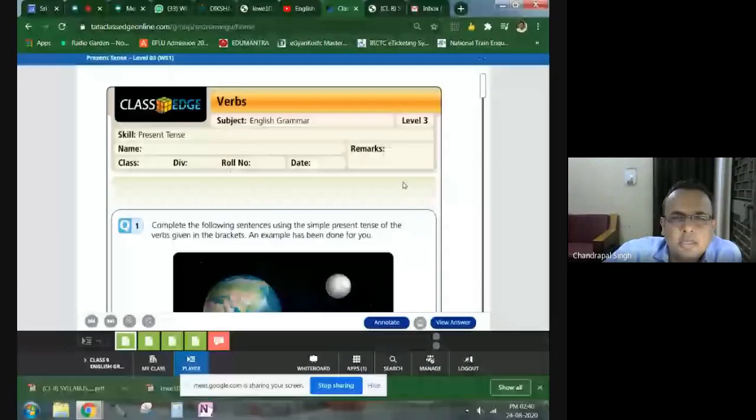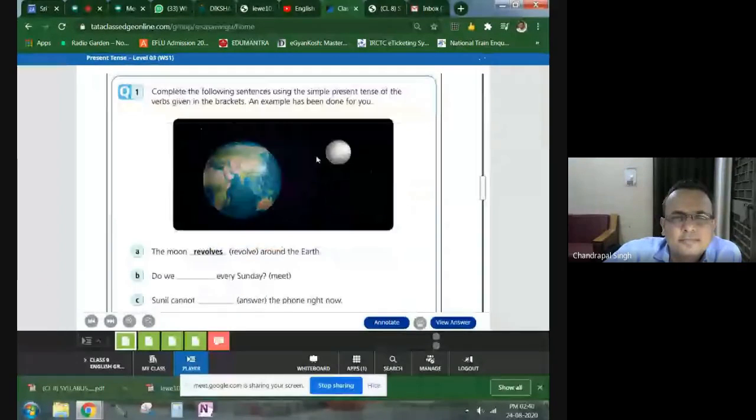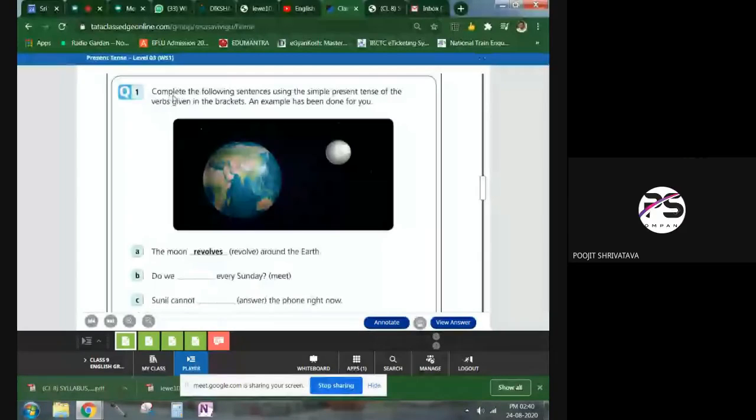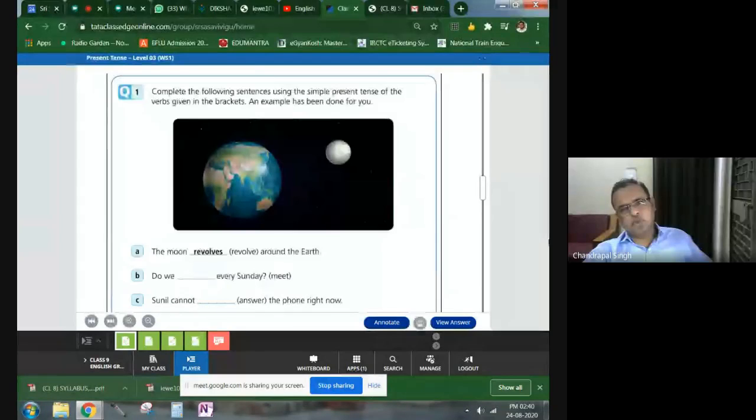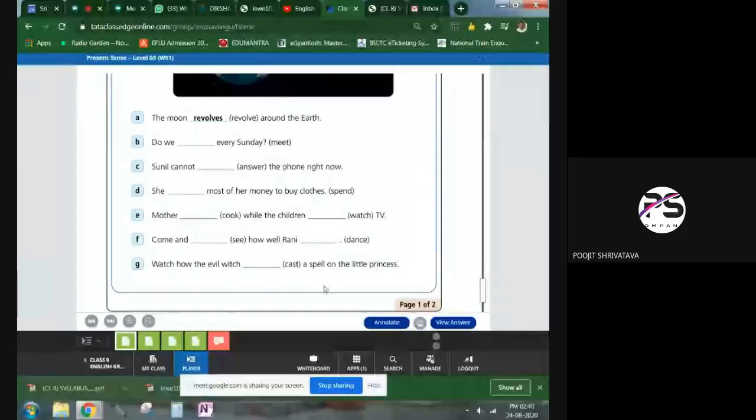Okay. So read this question, Pujit. Complete the following sentences using the simple present tense of the verb given in the bracket. An example has been done for you. So read the example also. The moon revolves around the earth.